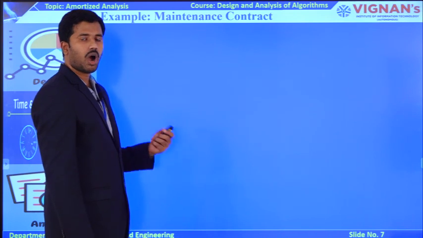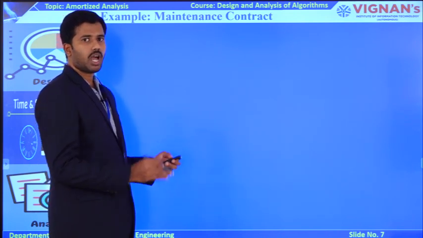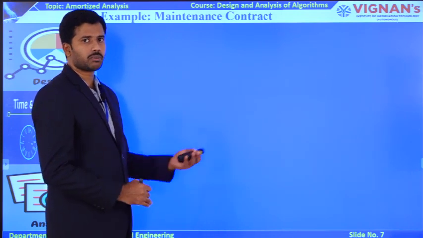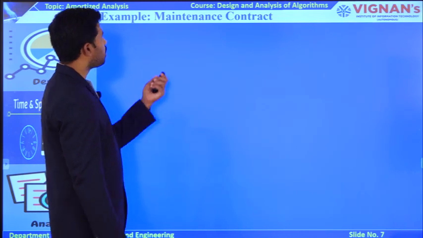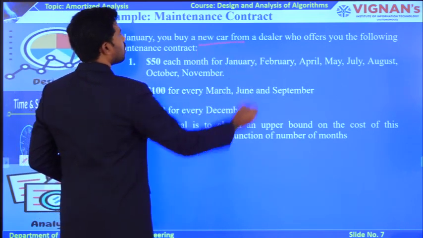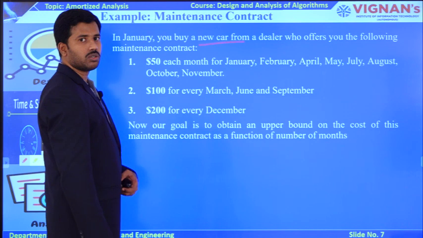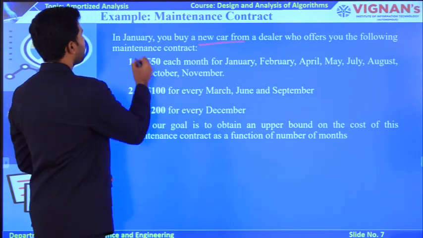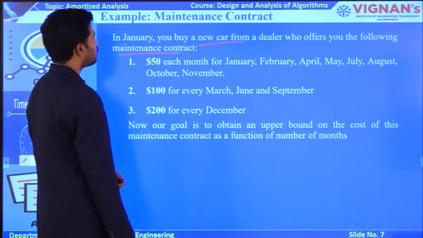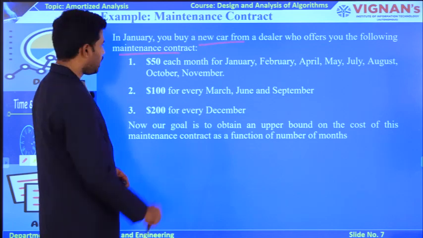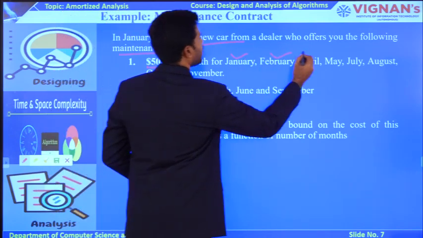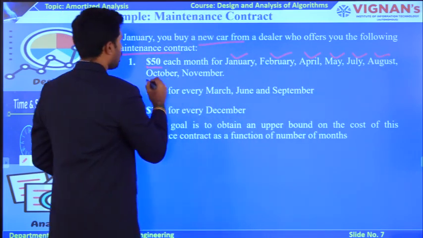We will now see one example of how to apply the methods associated with amortized analysis, based on the previous discussion of mathematical equations. Here I am going to have an example named maintenance contract. Try to assume you bought a new car from a dealer. Now you want to go to a service center for maintenance of your car in various months. The charges for servicing your car are like this. They will charge $50 for January, February, April, May, July, August, October as well as November.